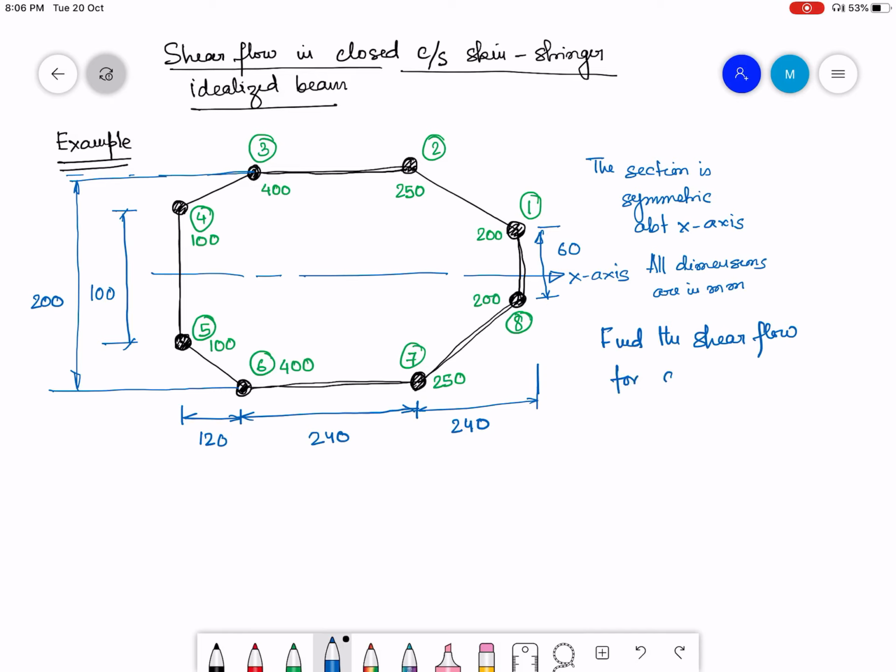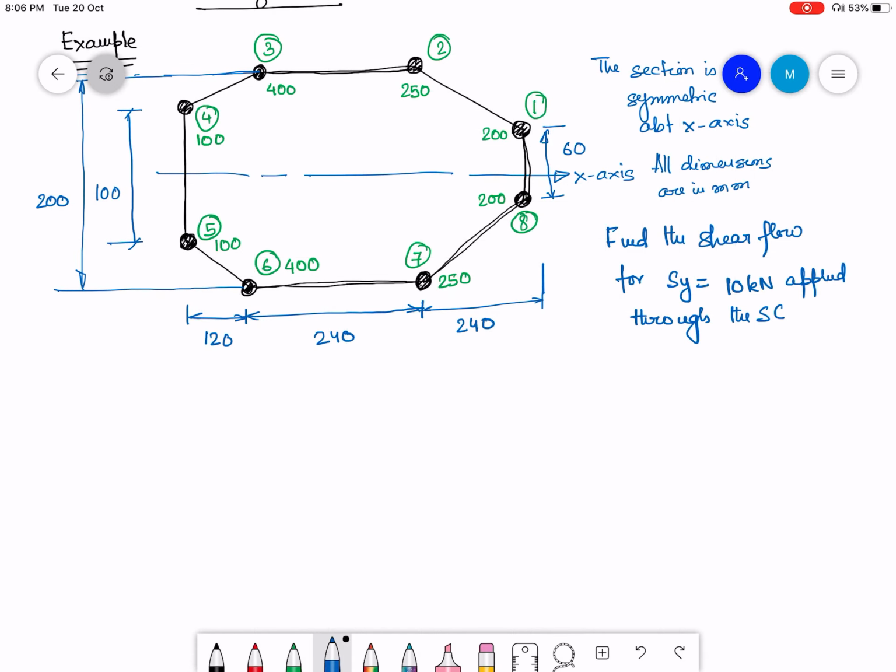Okay, so the question is, find the shear flow for Sy equals 10 kilonewton applied through the shear center. So we need to find out the shear flow because of Sy, which is 10 kilonewton, being applied at the shear center. Now since this cross section is symmetric, Ixy is going to be 0 and Sx is also equal to 0.